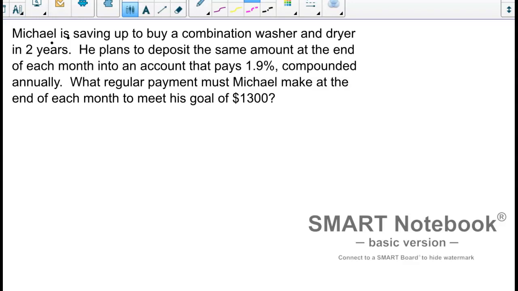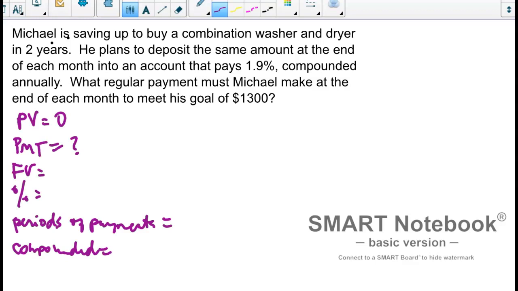So he's got a 2-year plan. He plans to deposit the same amount at the end of each month into an account that pays 1.9% compounded annually, once a year. What regular payment must Michael make each month to meet his goal of $1,300 for the washing machine? Before we flip over to the financial calculator, let's think about our entry amounts.